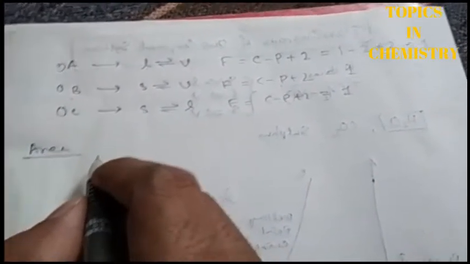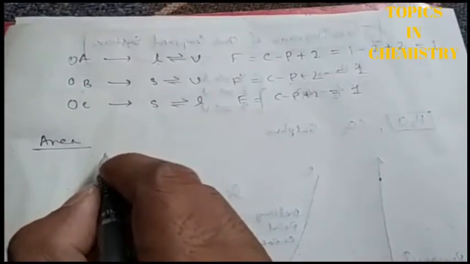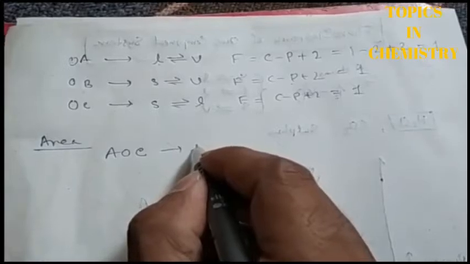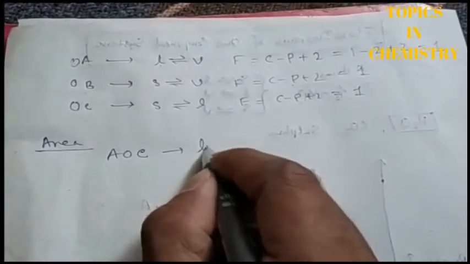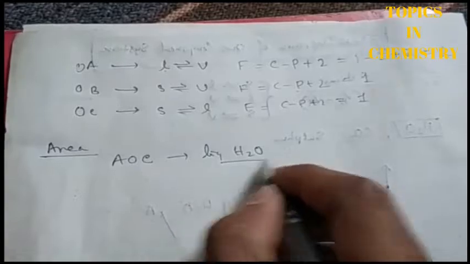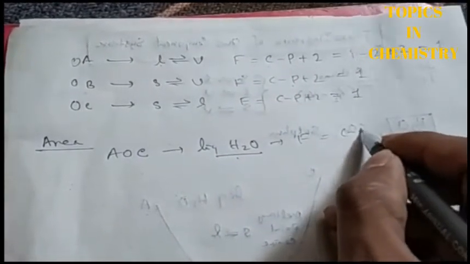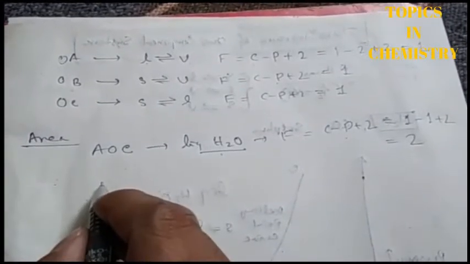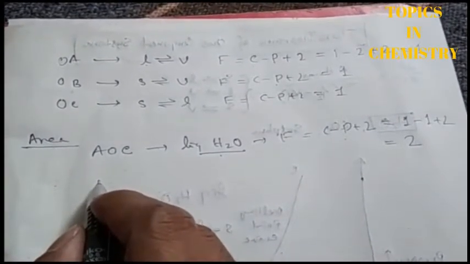Now if you see the area AOC, that represents liquid water, liquid H2O. So there is only one phase present, so you can write F is equal to C minus P plus 2. So there is one component minus one phase plus 2, that is equal to 2. So that is bivariant.